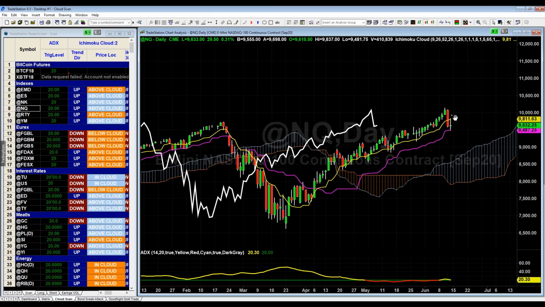Long. Keep it long until it goes back below here. Turning line test, standard line test.